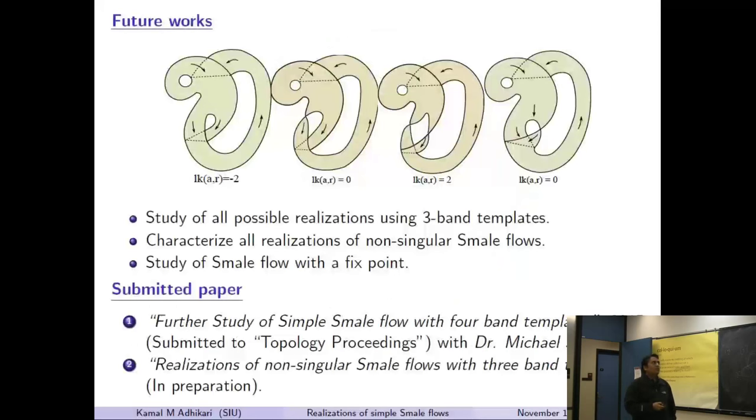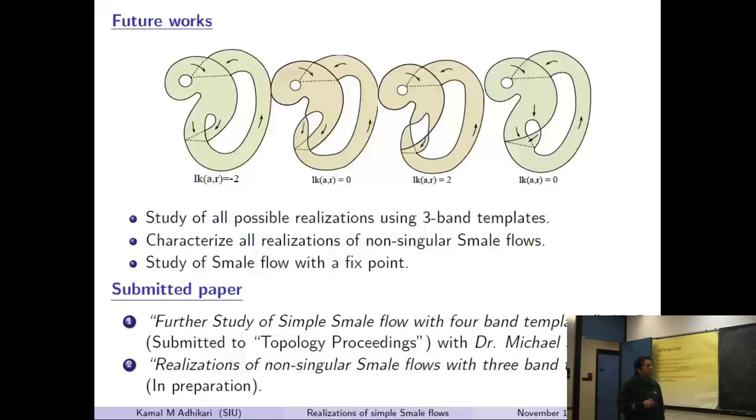There are many other templates that we can study. For the three band template, I have used this template and studied it, and the result was two disjoint unknots. We can switch the crossing, and we can have several other three band templates. We may get another result. We have no idea; we have not done that. For other bands, if we switch the crossings, we may get some other result.